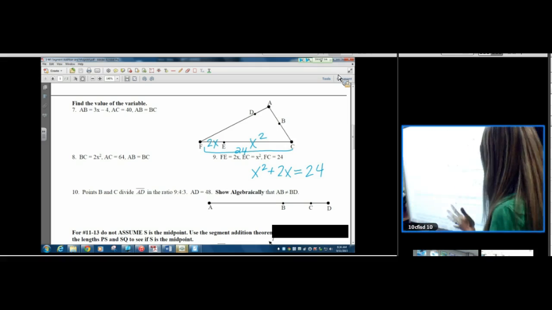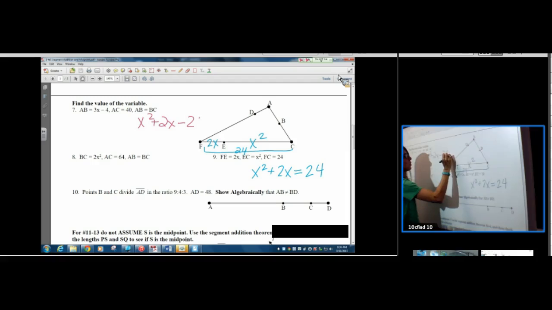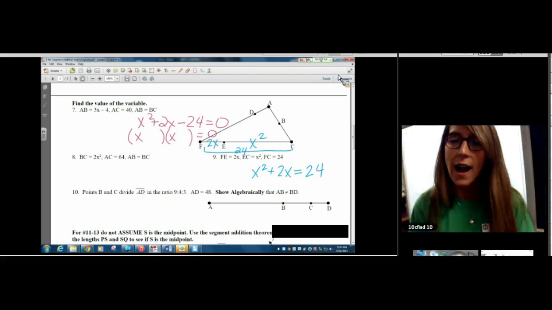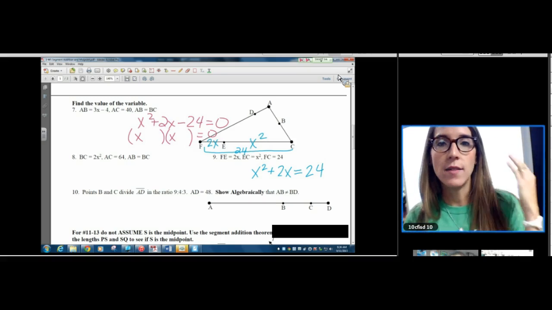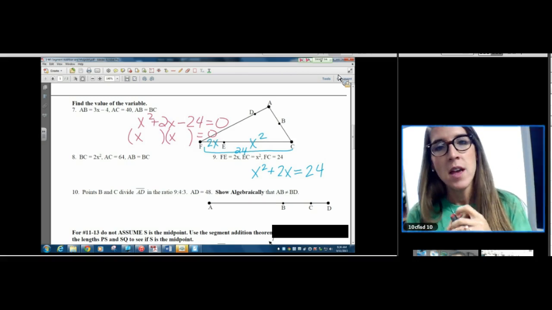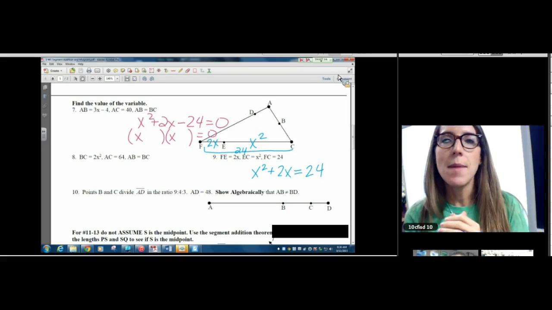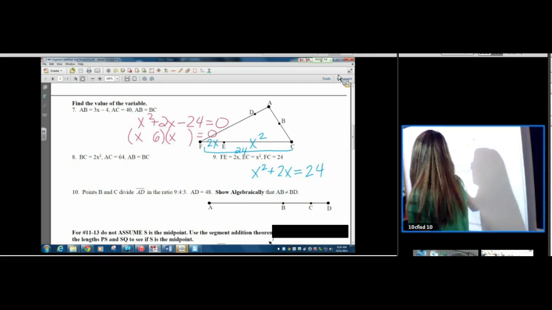Don't factor until you've brought everything to one side. So x squared plus 2x minus 24 equals 0. I'm going to do this quickly. We know that x and x go here. I need to make a 2, and I get to use the factors of 24. Can I make a 2 out of a 12 and a 2? No. Can I make a 2 out of an 8 and a 3? No. Can I make a 2 out of a 6 and a 4? Ding, ding, ding. So you put a 6 and a 4 in there.